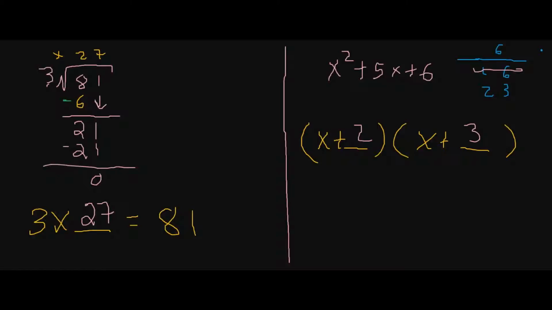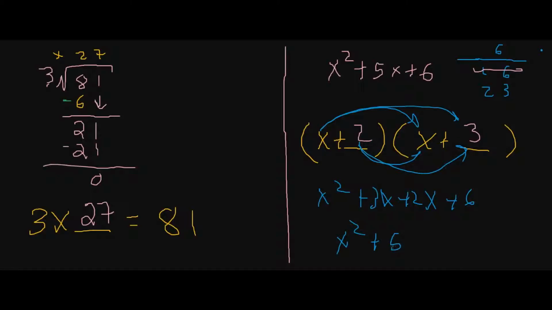If you want to, we can verify this. x times x is going to give me x squared. x times 3 is going to give me 3x. 2 times x is going to give me 2x. And 2 times 3 is going to give me 6. We get x squared plus 5x plus 6 because we're adding 3x plus 2x. So you can see that is our final factored form equation.